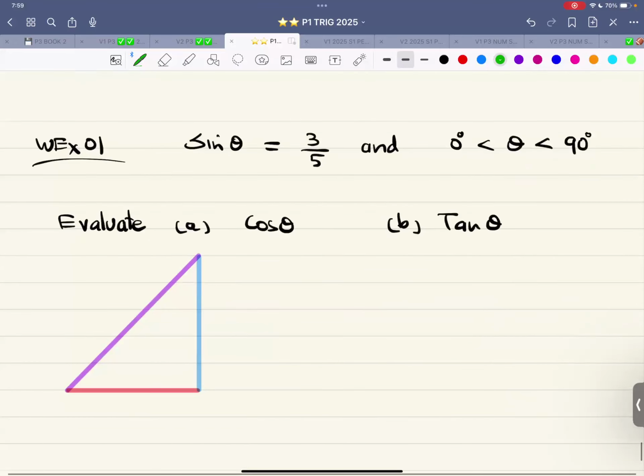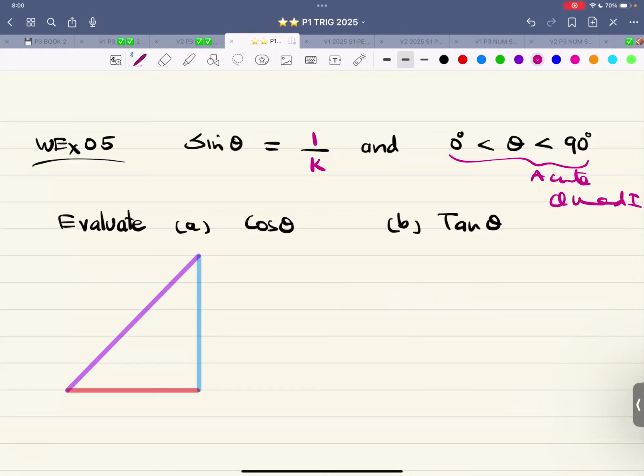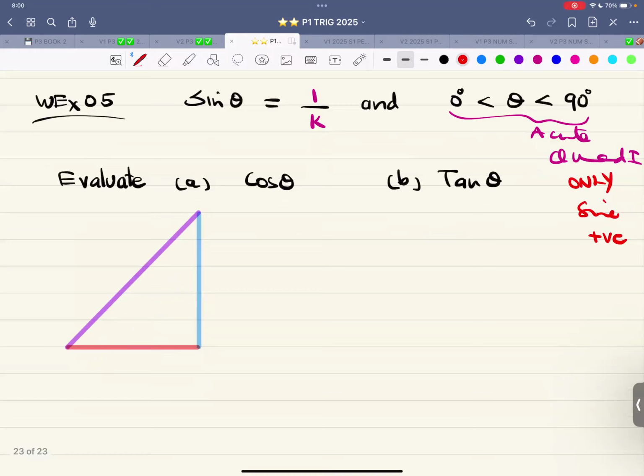Worked example 5. So now this is worked example 5. Sine theta is 3 over 5. Let me write symbolically. This is, let's say, 1 over k. So let me write this thing as 1, and this thing as k. This is acute. First quadrant. Only sine is positive. So now this is 1 over k. That means this is 1, this is 90, this is theta, this is k.